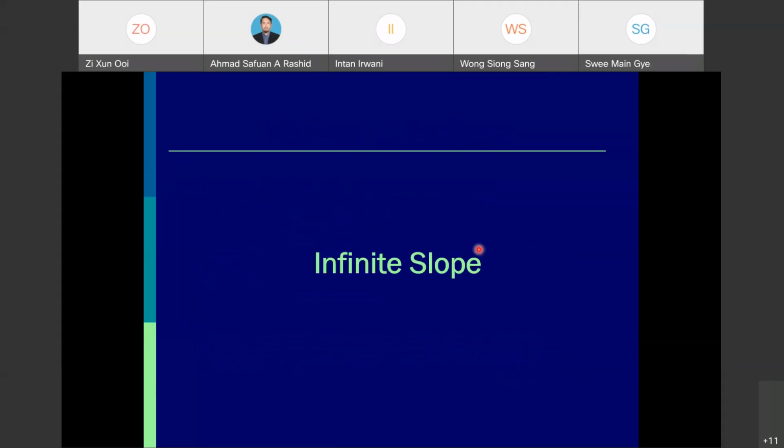So now we discuss the infinite slope. For the first half of the discussion, I will explain the derivation of the equation. And after we have a break, we discuss the calculations related to the infinite slope.